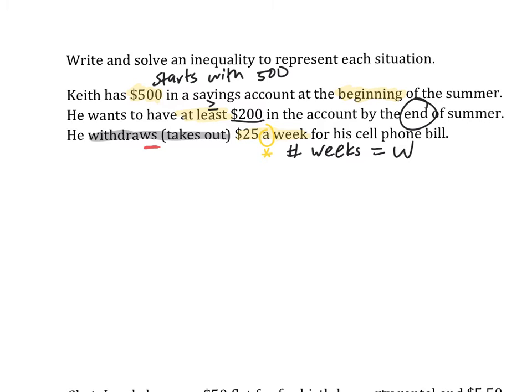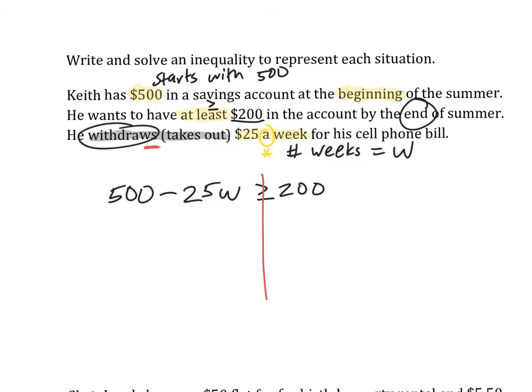All right, so let's write this out. He starts with $500. He's going to withdraw, take out $25 a week, so we subtract $25 times the number of weeks. And then he wants to have at least $200, so we're going to have $200. We need some sort of symbol in there, and at least means greater than or equal to. We want the number he ends up with at the end of the summer to be greater than or equal to $200. Now that we have this written, we can solve.